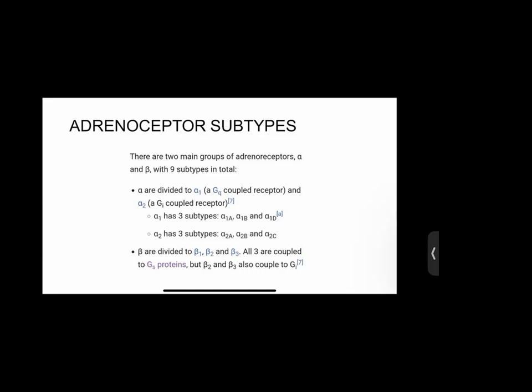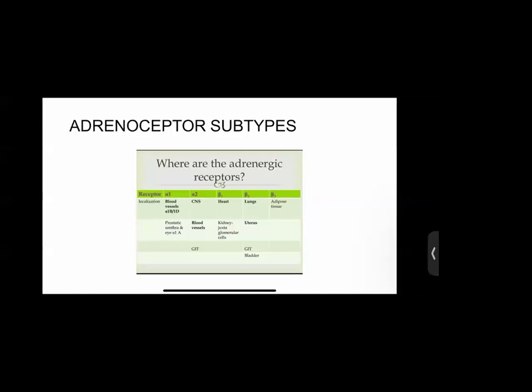Then the alpha is divided into alpha 1, that is Gq coupled protein coupled receptors, while alpha 2 is Gi coupled receptor. Then alpha 1 has 3 subtypes, alpha 1A, 1B, and 1D, while alpha 2 has 3 subtypes equally, 2A, 2B, and 2C. And then we also have beta receptors, beta 1, beta 2, and beta 3 receptors, and they are all coupled to Gs protein.